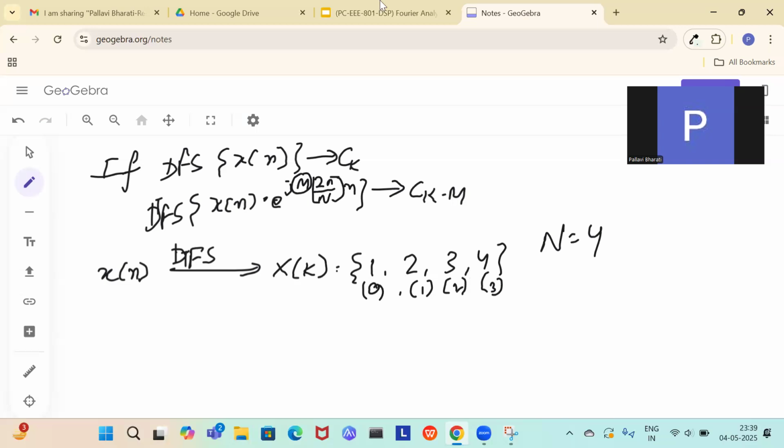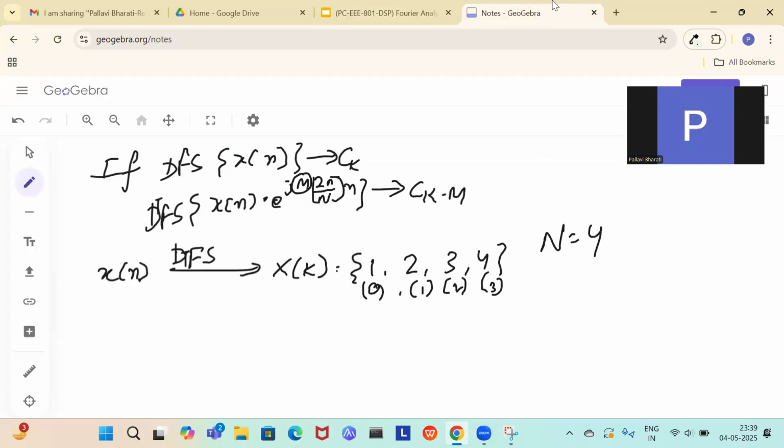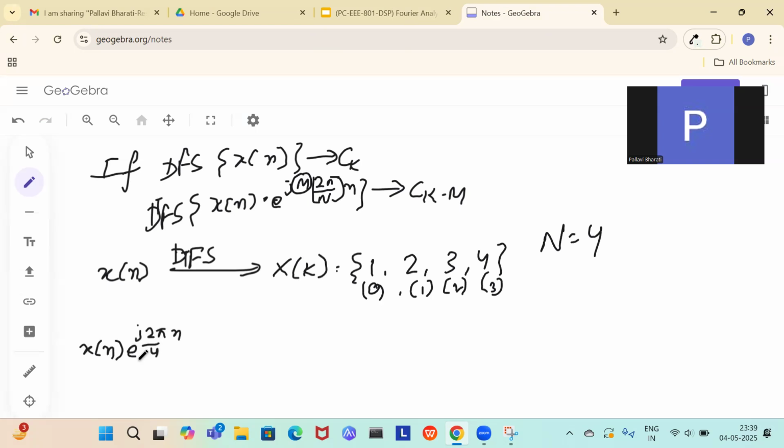Now we have been told to find the DTFS for x[n] into e to the power j 2 pi n by 4. So capital N over here is 4. This is the question, e to the power j 2 pi by 4 into n. If we simplify this, it is going to become pi by 2. First, let us concentrate on what is going to happen with the Fourier series coefficients.